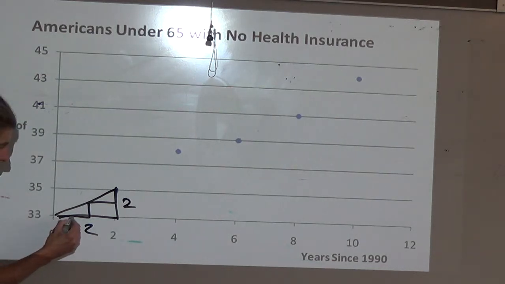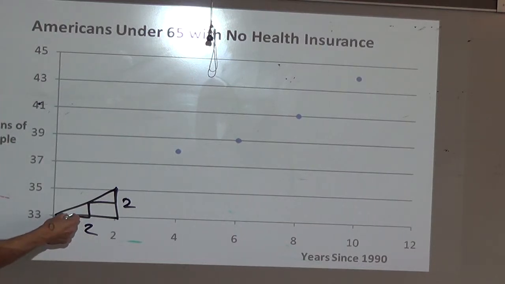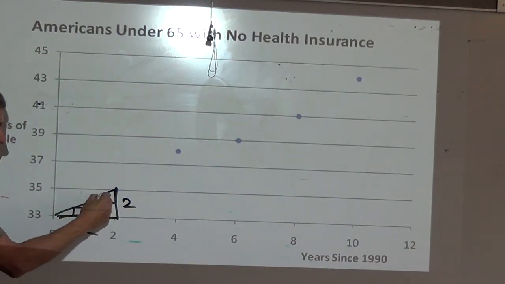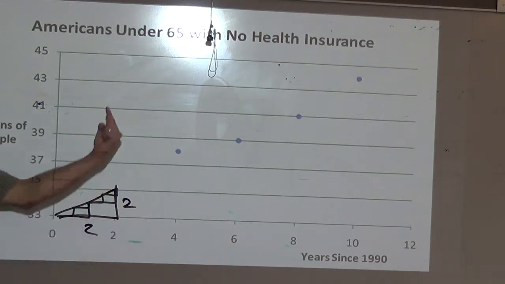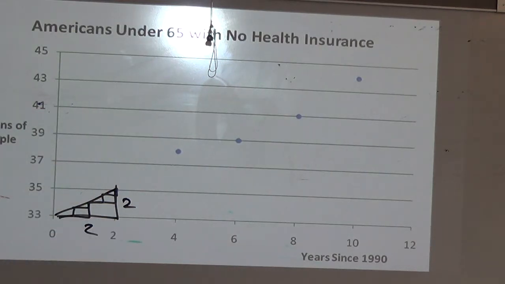Why not? Half a year? July 1990? 500,000 uninsured people. Another half a year, another 500,000. It doesn't matter how you get there, whether you go 2 and 2, or half a year at a time, or 1 and 1 and 1 and 1. You get to the same point that Anya just said.